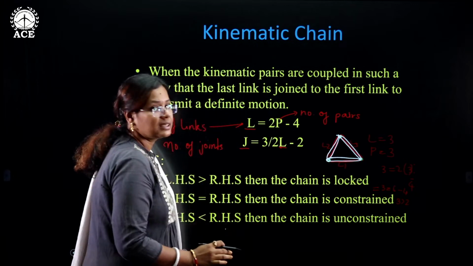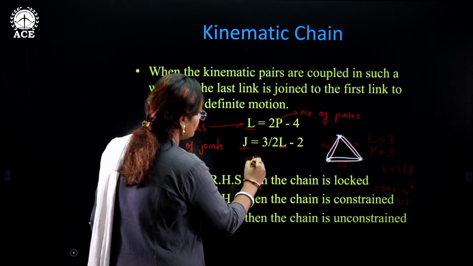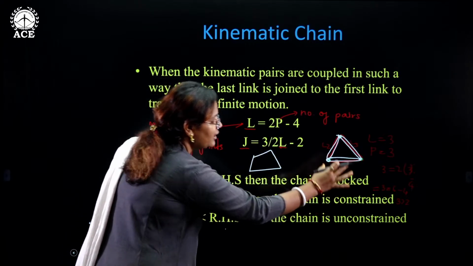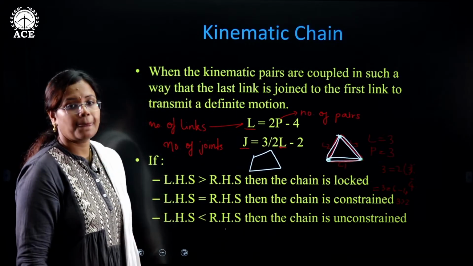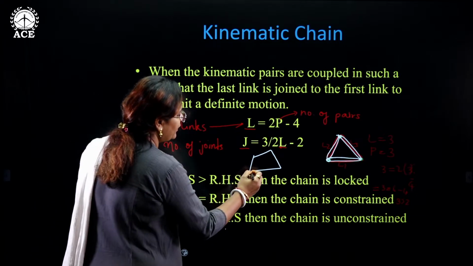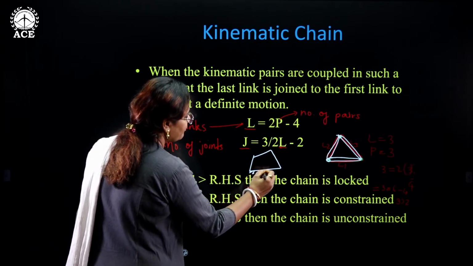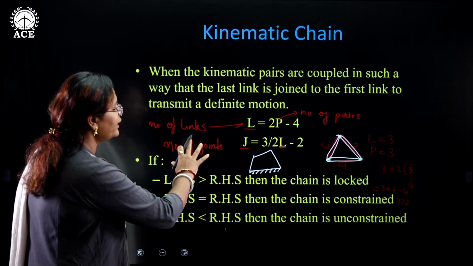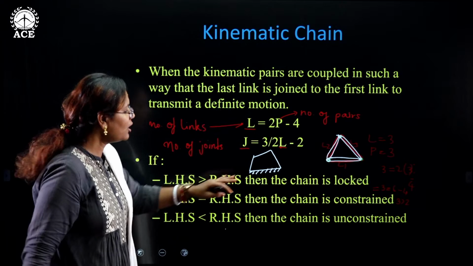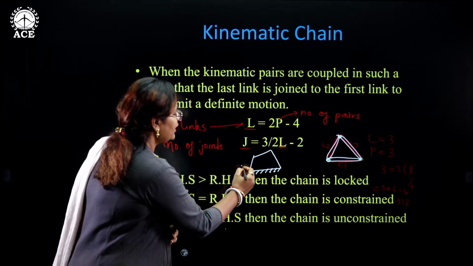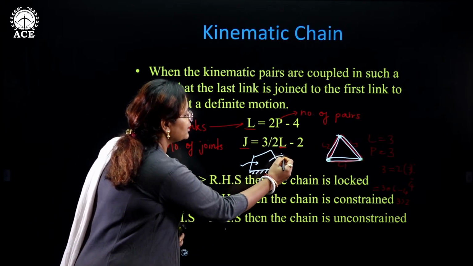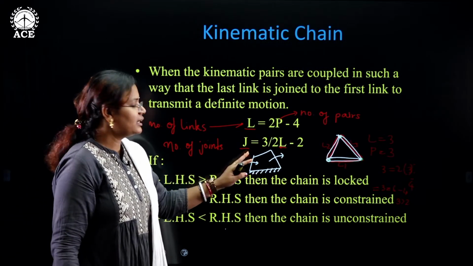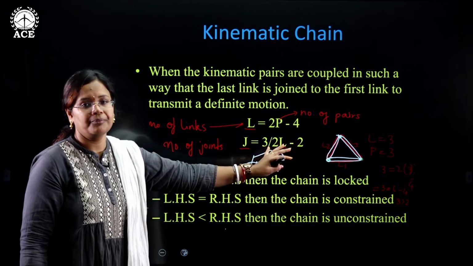These are the number of links. If there are 4 links, I said they fall under constrained type of chain. Now, what will happen if I fix one of them? Before, it was having random motion. Now, if I fix it, any given input will give certain definite output. Yes or no? So, if I give definite input, definite output is obtained.